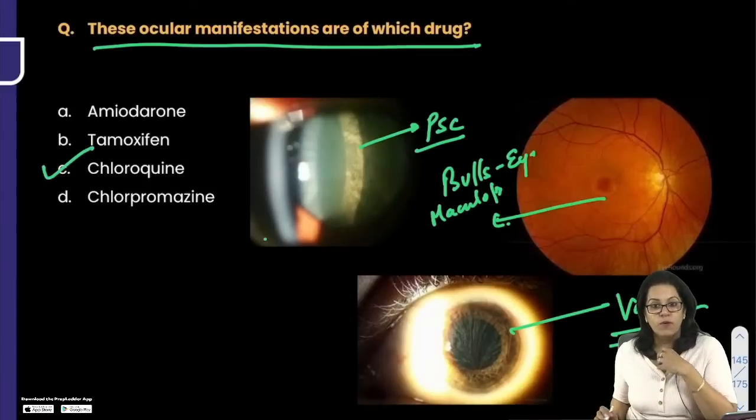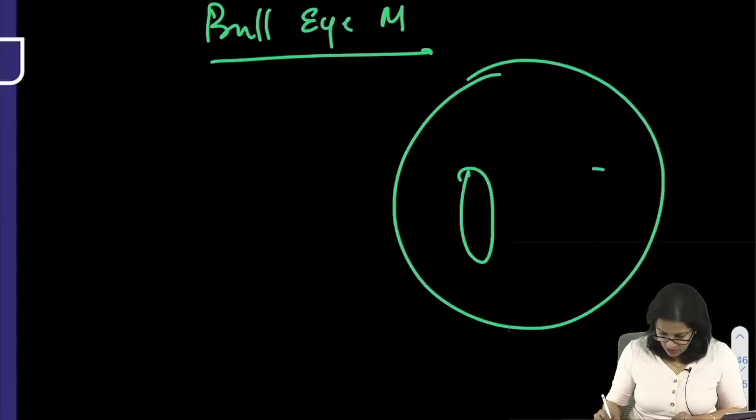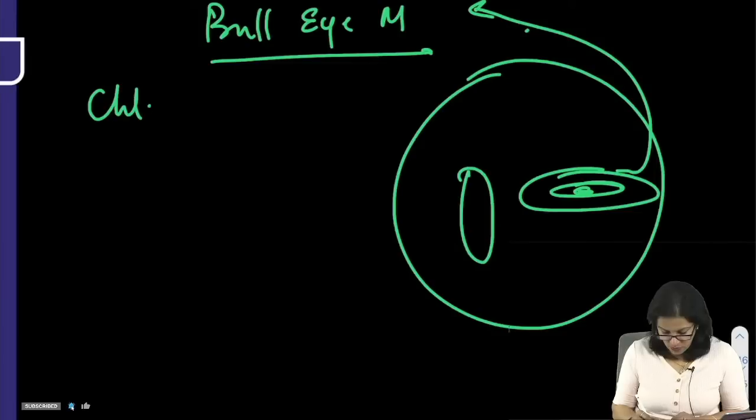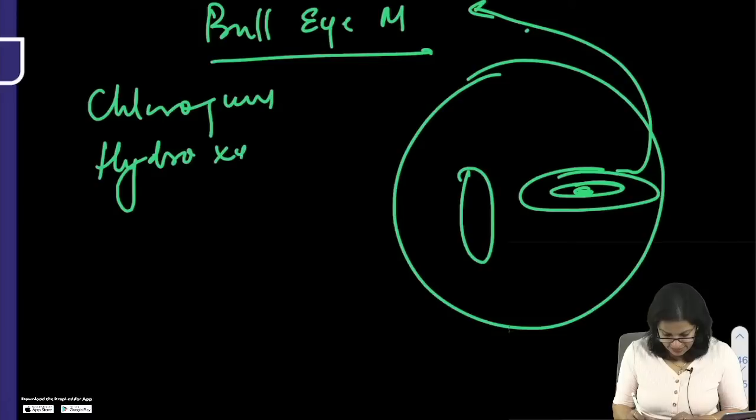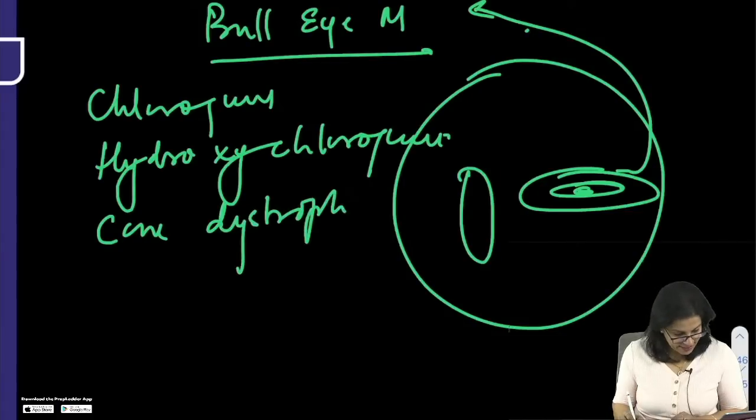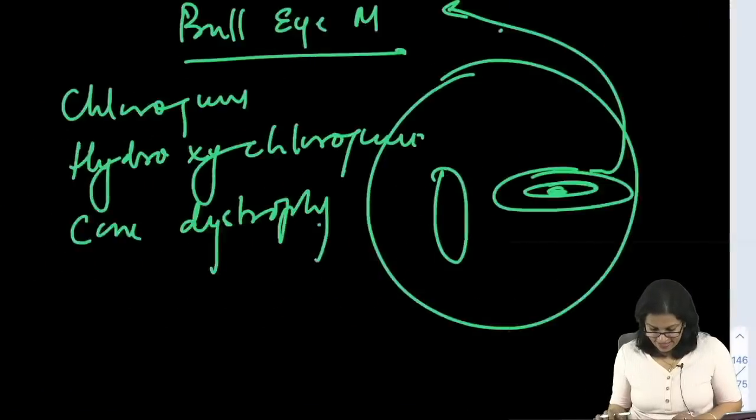What are the causes of bullseye maculopathy, all of you? Bullseye maculopathy, you should know this, very important. So you can draw it for yourself, that it is alternate areas of hyper and hypo, dark and light. This is what is bullseye. So you will say chloroquine, also hydroxychloroquine. Even this is a cause of bullseye maculopathy, and cone dystrophy.